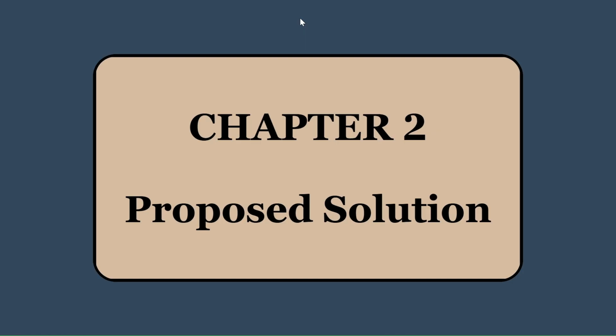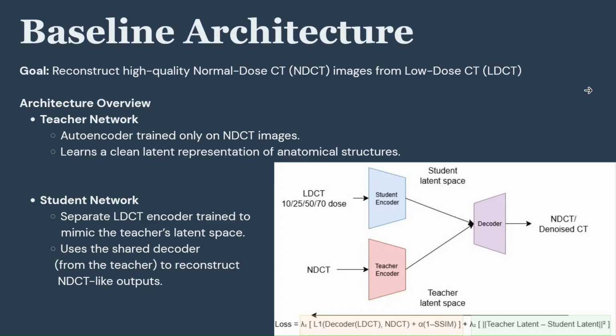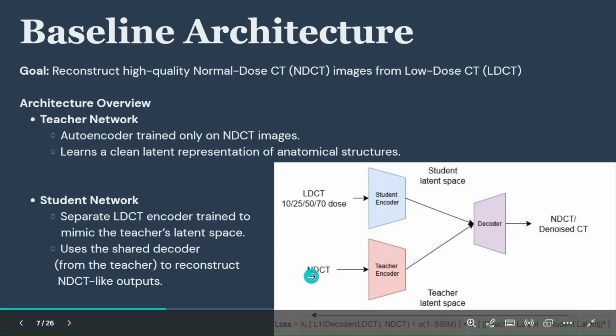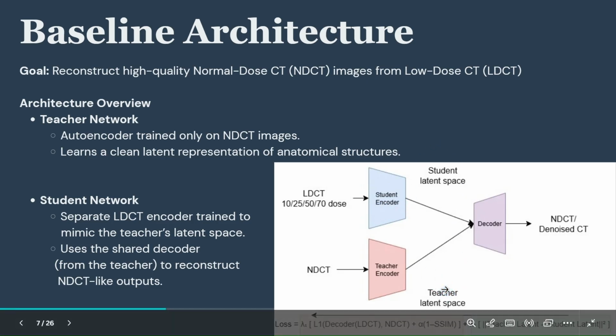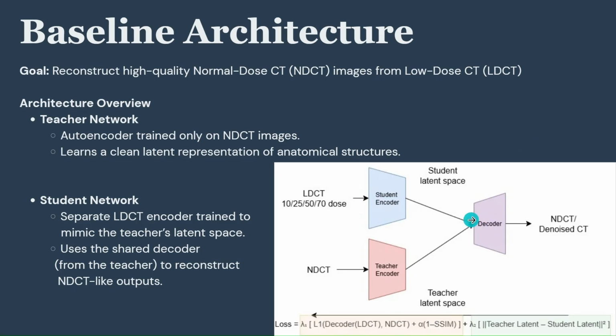Now onto the proposed solution. So our baseline architecture uses a teacher-student setup, where a teacher encoder decoder is trained only on normal dose CT to learn clean anatomical representation. The student encoder is given LDCTs and learns to map noisy images to the same latent space as that of the teacher. Both share the same decoder, as you can see from our diagram. So the student relies on teacher knowledge for reconstruction.